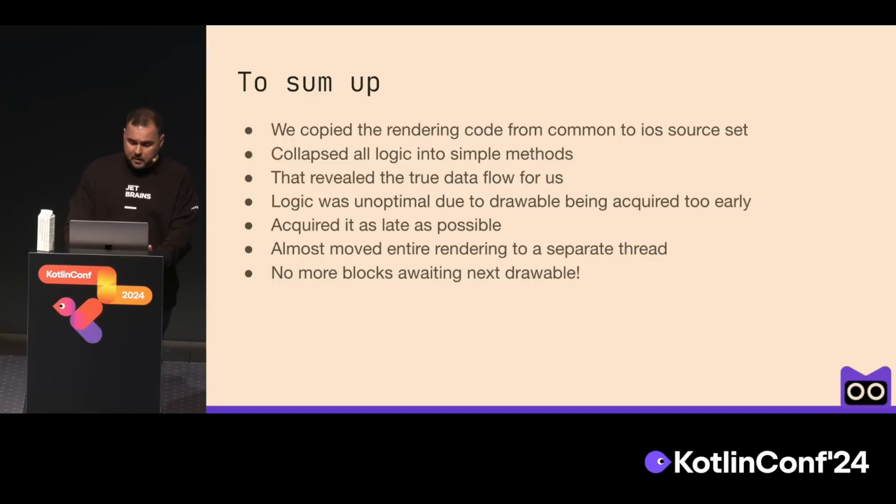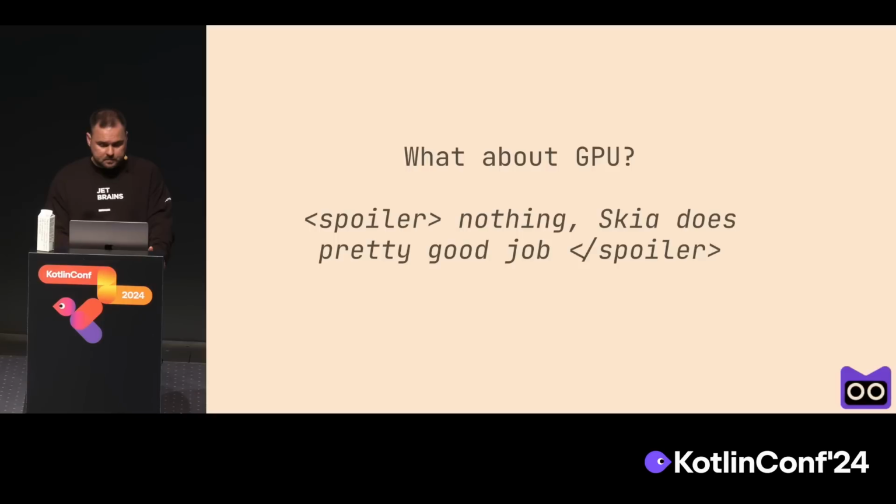So, to sum up, we copied the rendering code from common to iOS source set. We collapsed all the logic into simple methods. That revealed the true data flow for us, and this true data flow was suboptimal due to drawable being acquired too early. We started to acquire it as late as possible and almost moved the entire rendering to a separate thread. So no more blocks awaiting next drawable.